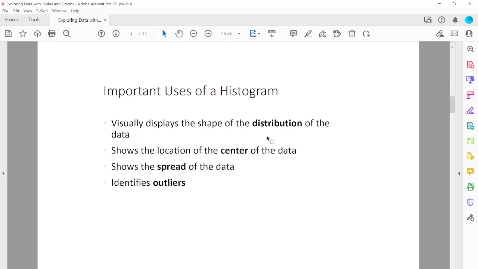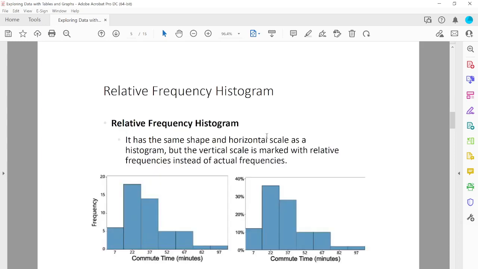Some of the things visually, histograms are very attractive. They visually display the shape of the distribution of the data, how the data is distributed. That's what we can see visually, and it shows us the center and how the data is spread, and if there are any outliers, we can identify them by using the histogram.